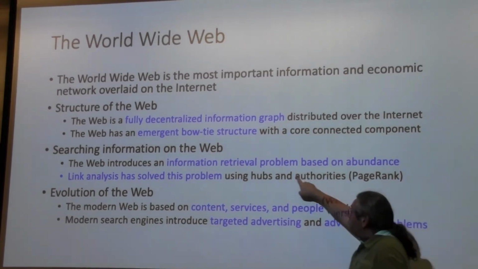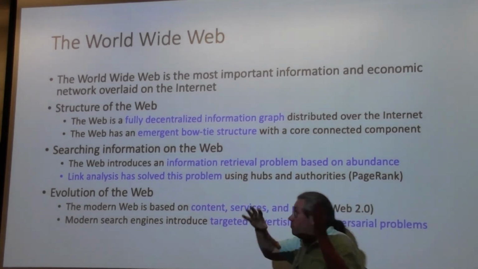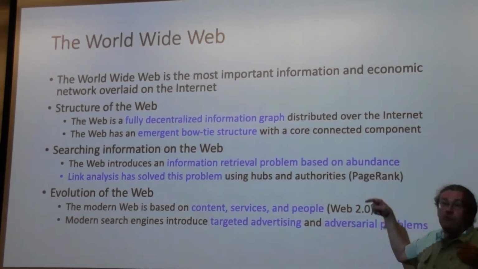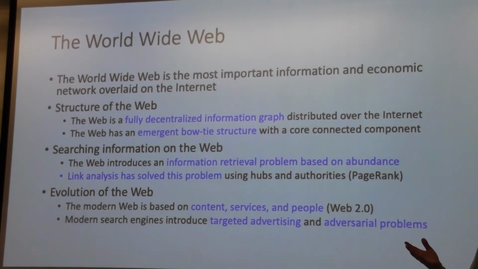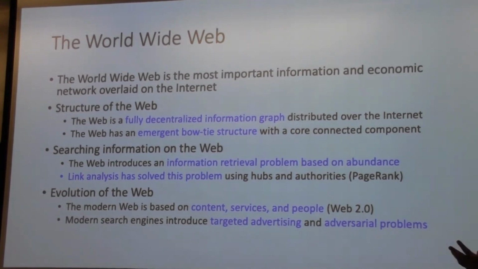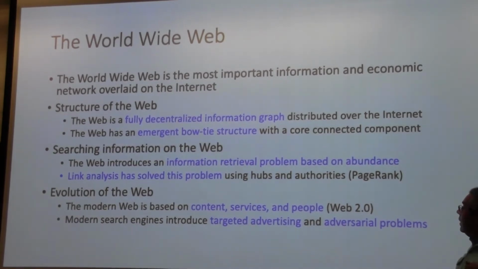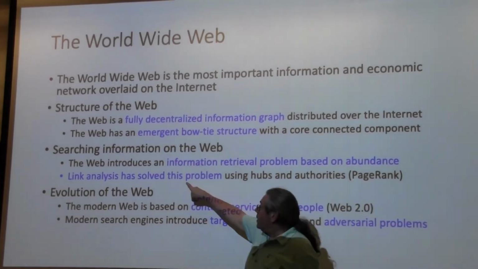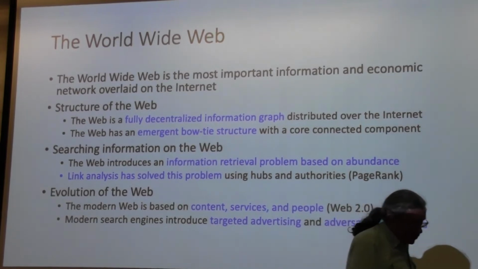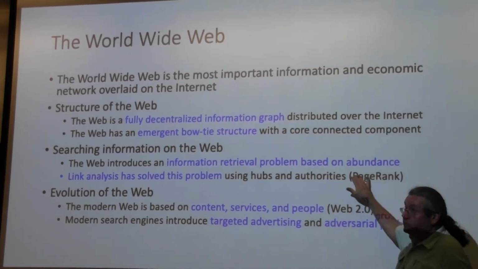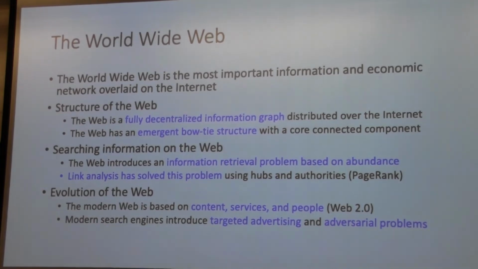Now we want to search information on the web. It's very big. The problem is abundance. There's too much, billions of pages. How do we get rid of the bad and look at the good? The solution comes through link analysis, which is a way of studying how web pages are connected. And this leads to a basic important algorithm called PageRank.